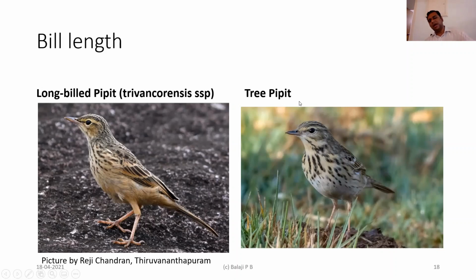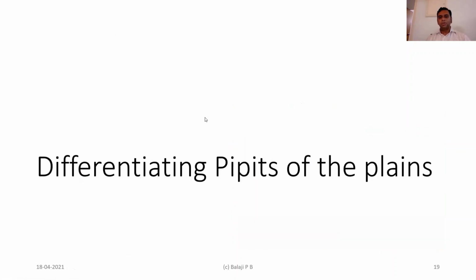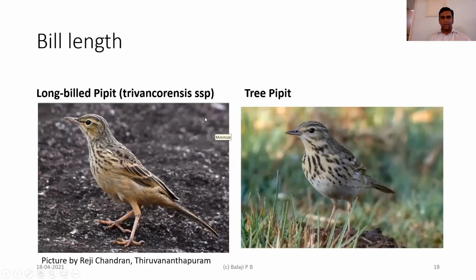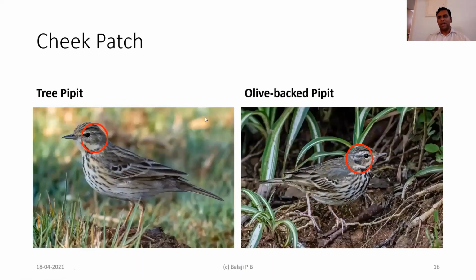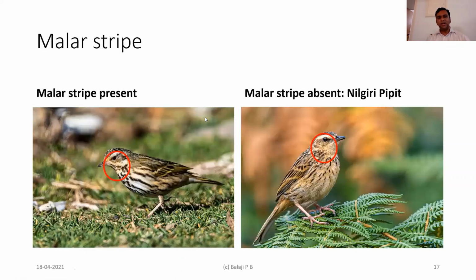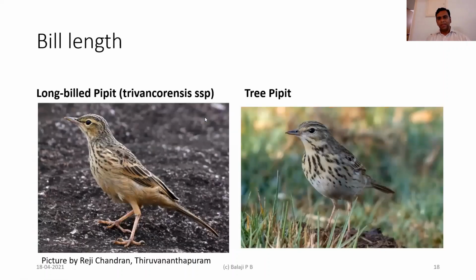So the bill length is the other identification pointer. So you've seen how to identify the olive-backed pipit. The cheek patch is the main identification pointer. The malar stripe is the main identification point for the Nilgiri pipit. The bill length is the main identification point for the long-billed pipit. And if it is none of the three pipits, it has to be a tree pipit. That's how you arrive at it. It's simply a process of elimination.